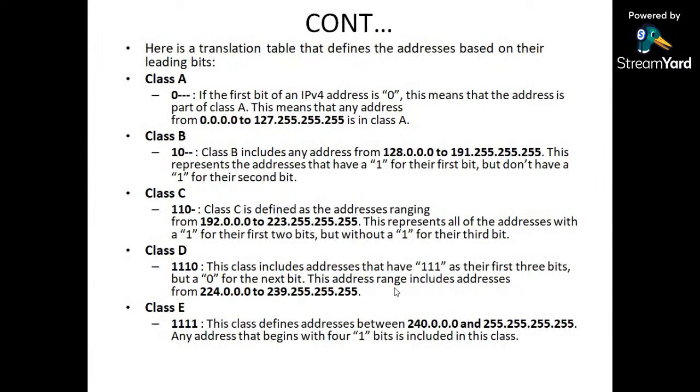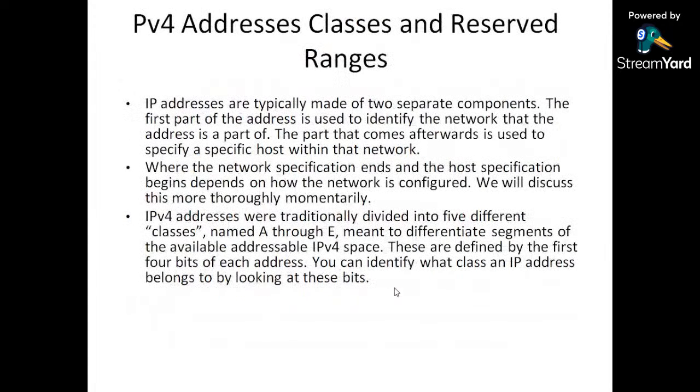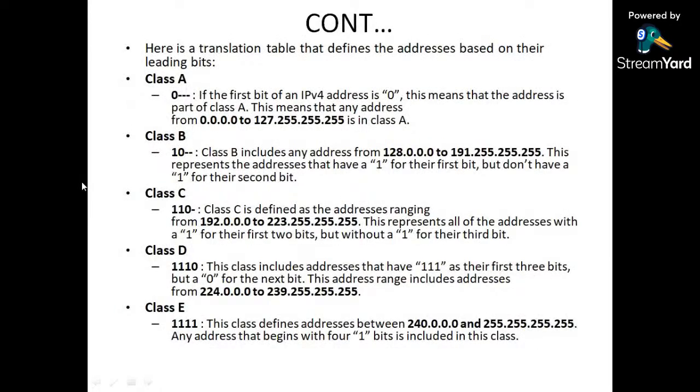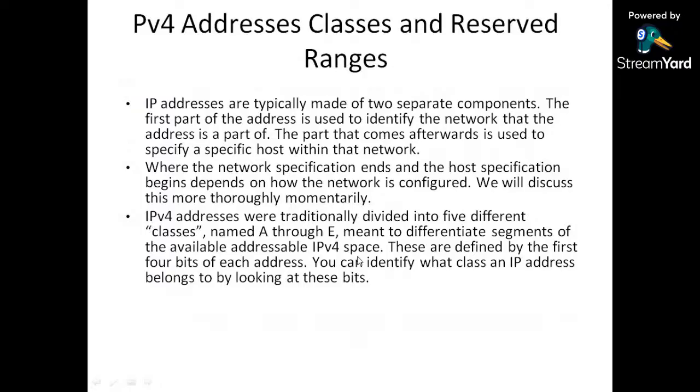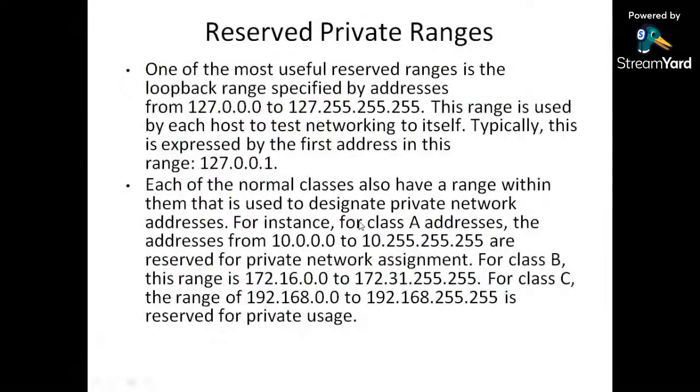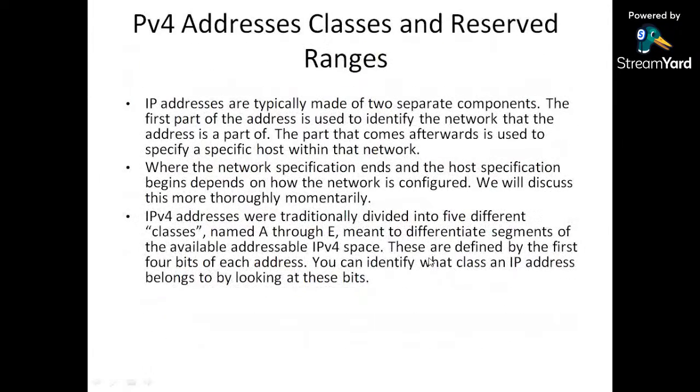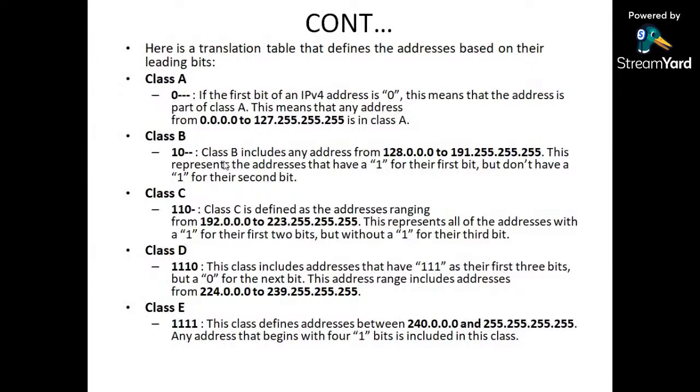Now here is the class. If you consider IPv4, it divides into 5 classes. IPv4 addresses were traditionally divided into 5 different classes named A to E. These are defined by the first 4 bits of each address. You can find which class an IP address belongs to by looking at these bits. Here is a translation table that defines the classes based on their leading bits.